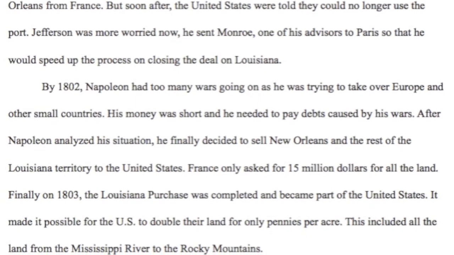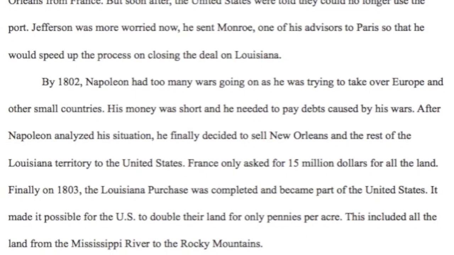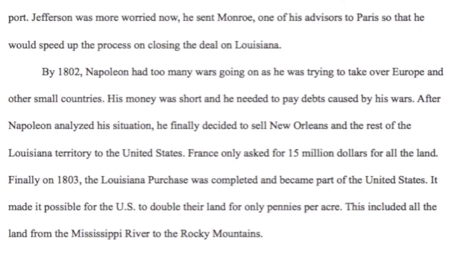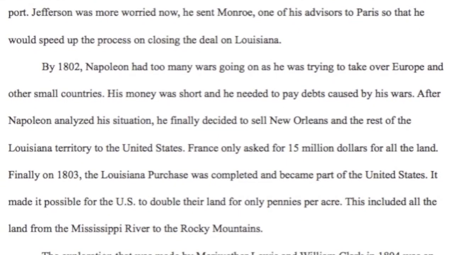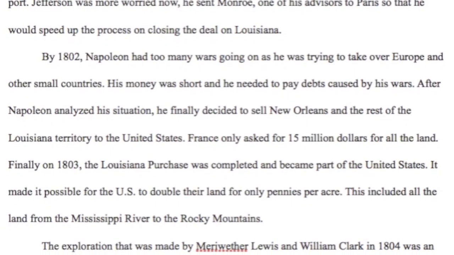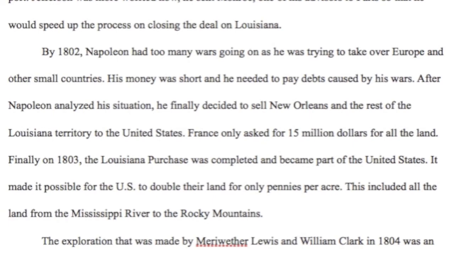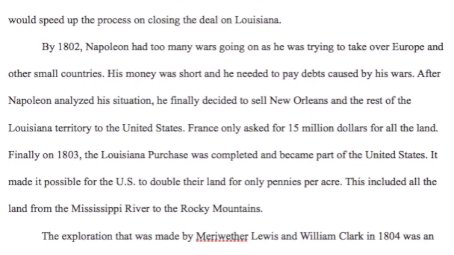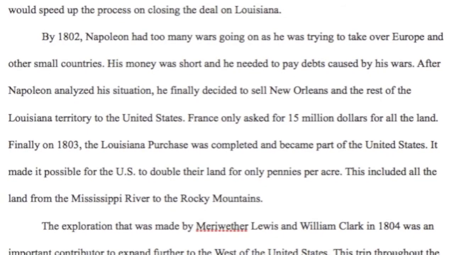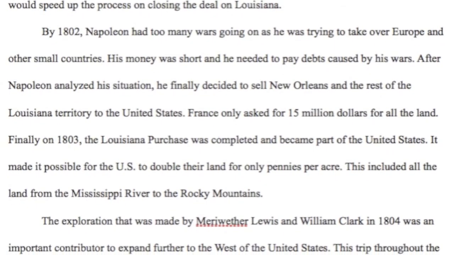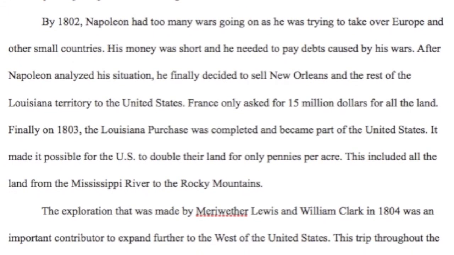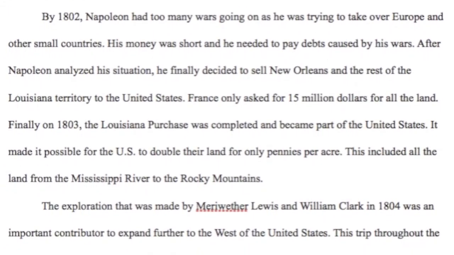He sent Monroe, one of his advisors, to Paris so that he would speed up the process on closing the deal on Louisiana. By 1802, Napoleon had too many wars going on, as he was trying to take over Europe and other small countries. His money was short, and he needed to pay debts caused by his wars. After Napoleon analyzed his situation, he finally decided to sell New Orleans and the rest of the Louisiana Territory to the United States. France only asked for $15 million for all the land.